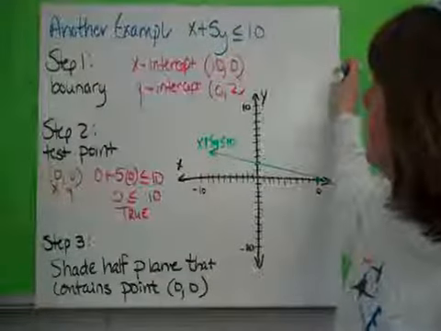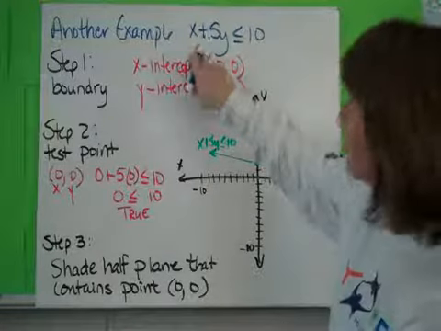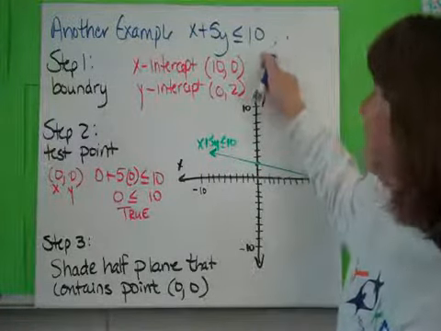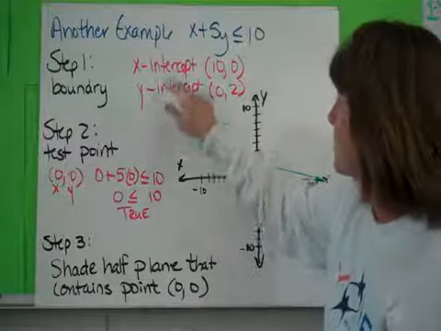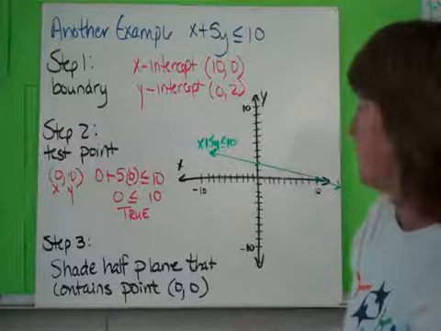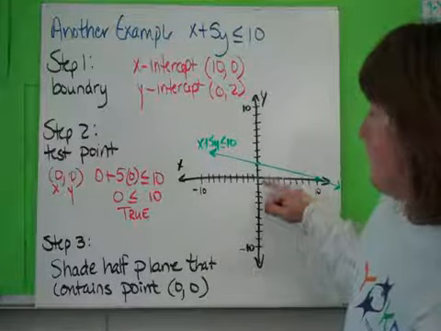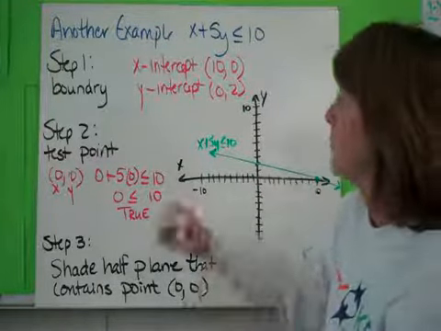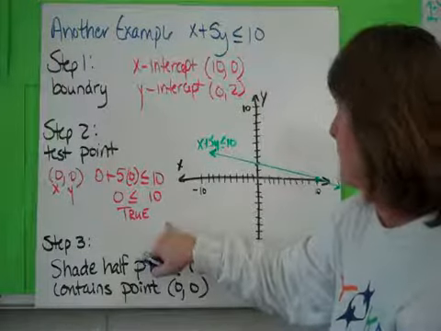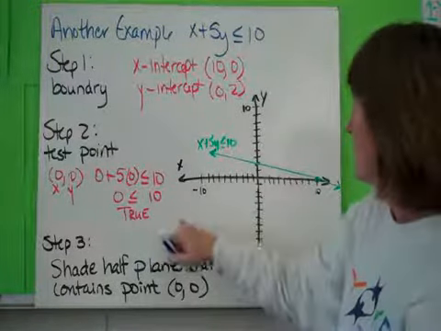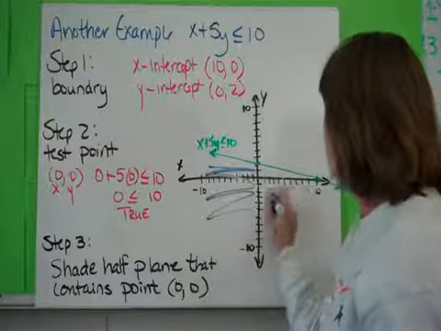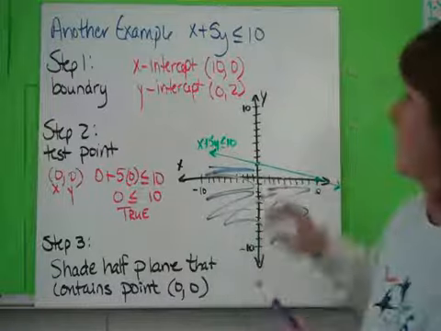Another example, x plus 5y is greater than or equal to 10. Do the x-intercept, which is (10, 0), the y-intercept, which is (0, 2), and then make my line. This one is going to be a solid line because it's an equal to. Test the point (0, 0). This is false, so now I have to shade the side that does not have that point (0, 0) in it.